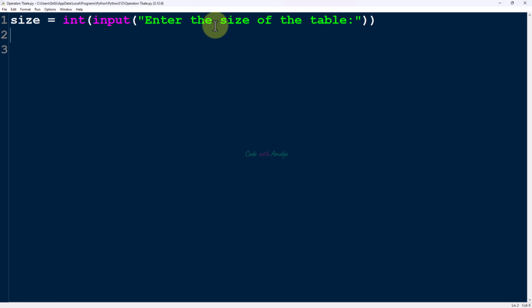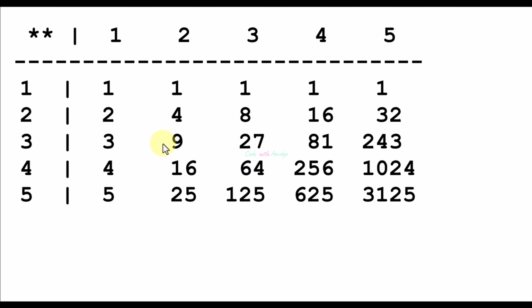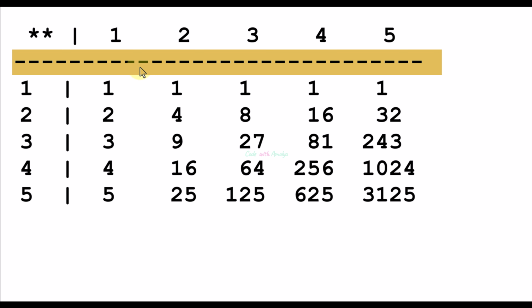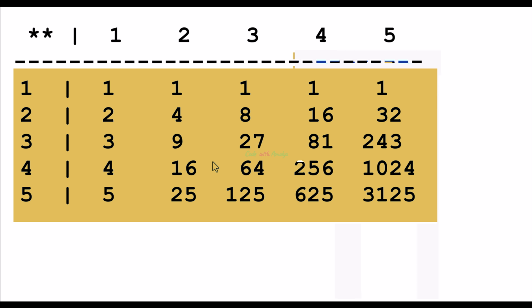In the Python file, first we'll ask the user to enter the size of the table, and for that I'll use input function, and table size is an integer value. So we'll convert the input to integer using int function, and we'll store the table size in this size variable. Next, to print this power table, I'll divide this output into different sections. The first section is this, second section is this, third section is this, and this is the fourth section.